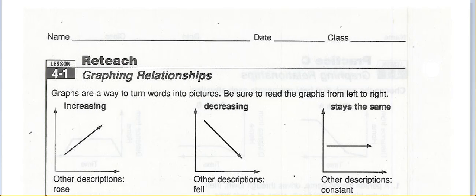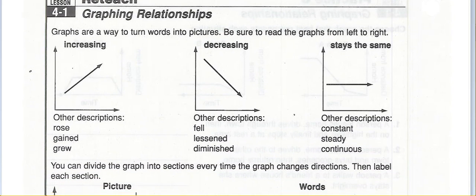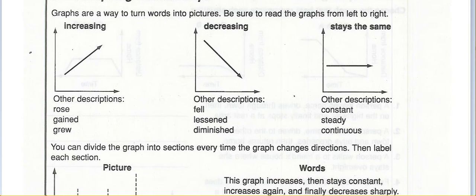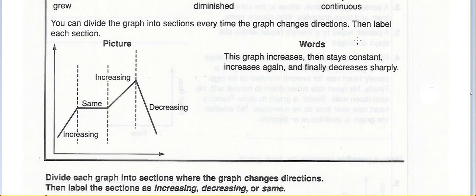We're going to continue working through the packet and working through some more problems. Again, they're just showing me some different pictures of increasing and then decreasing and then stays the same. We just got done talking about those. Good reminders. When we have a picture like this, we can divide it up into sections and then label it. So that's what we're going to be doing below here.